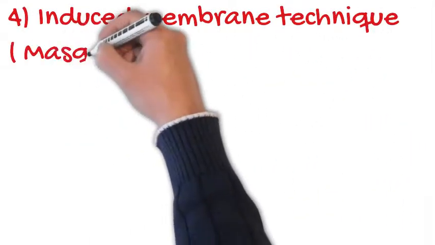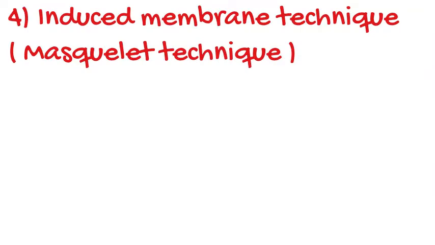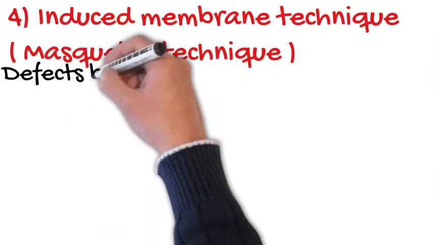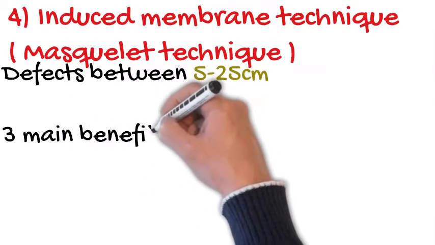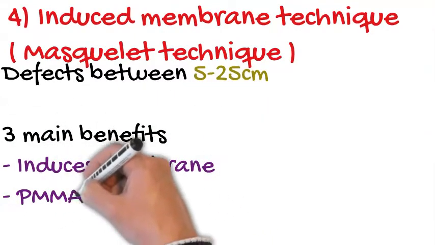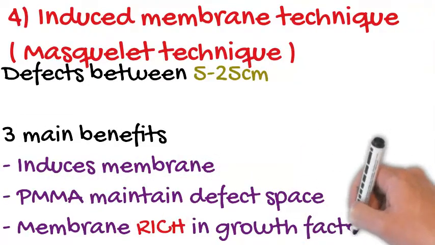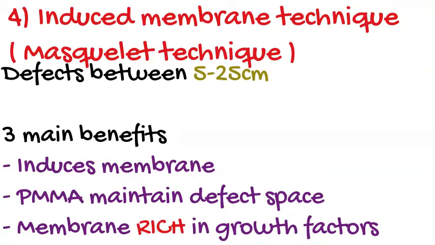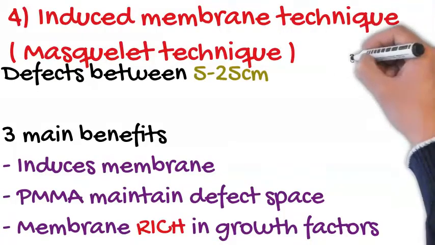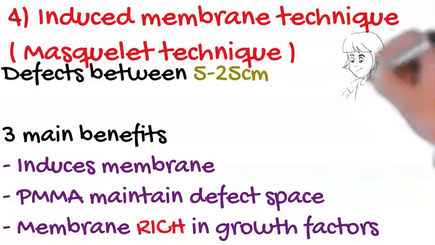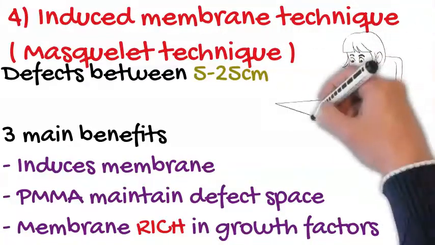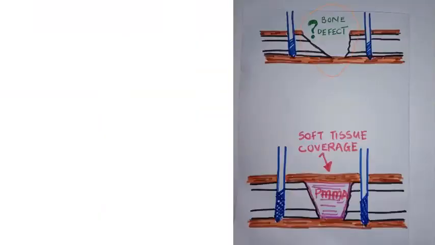4. Induced membrane technique, Masquelet technique. It can be used to fill in defects between 5 cm to 25 cm. It has 3 main benefits. 1. It induces a membrane that creates a separate compartment, limiting autograft resorption. 2. PMMA, polymethyl methacrylate spacer, maintains the defect space for delayed bone graft. 3. Induced membrane is rich in growth factors that improve graft consolidation.